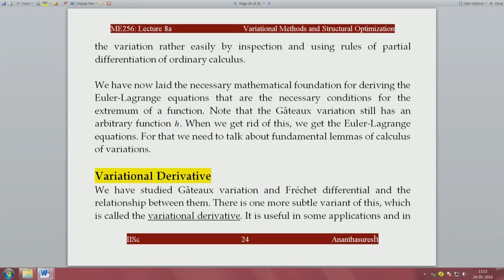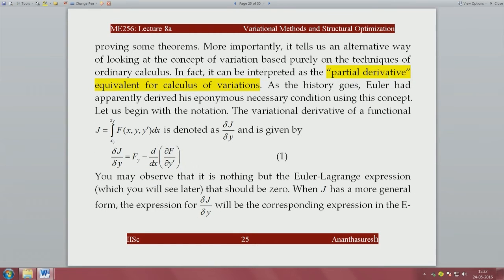Now, there is one more concept called the variational derivative, which is also useful to discuss, and for this one, right now you take it for granted. Later we will see how this comes about. δJ/δy is called the variational derivative. It is the equivalent of the partial derivative for calculus of variations.